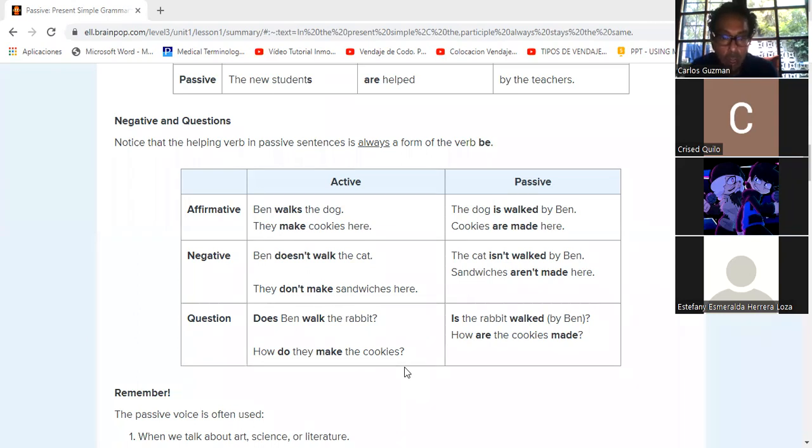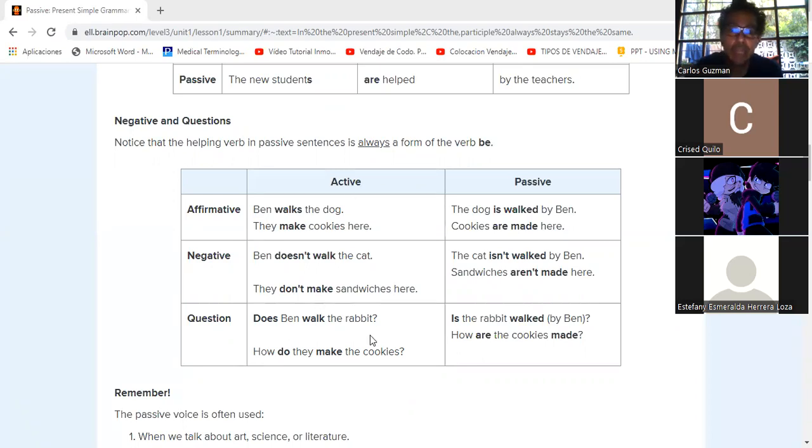Okay, teacher. Active or passive or both? Both. One and one, and then one and one. Does Ben walk the rabbit? How do they make the cookies? And is the rabbit walked by Ben? And how are the cookies made? Okay, good, very good.